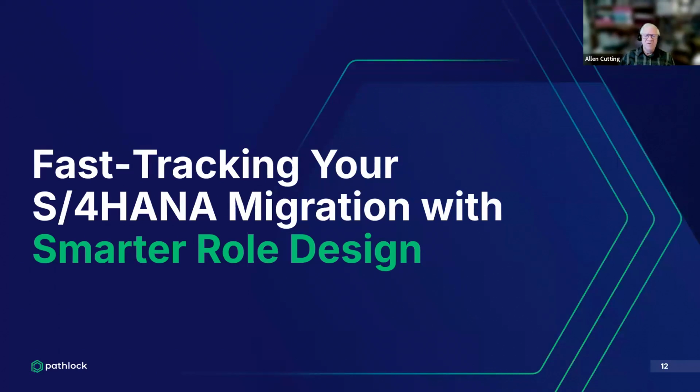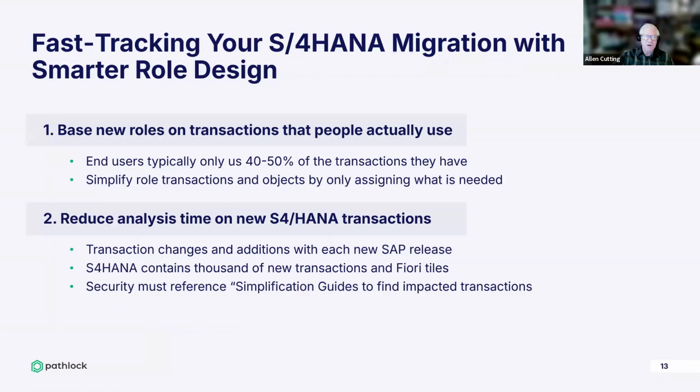So now we're going to look at methods that you can use to fast track your move to S/4HANA. The first method we suggest is to base your new roles on transactions that people actually use. It's estimated that end users typically only use 40 to 50%, if that, of the transactions that they have assigned. You can simplify your role transactions and the objects that the transactions pull in by only assigning what is needed.